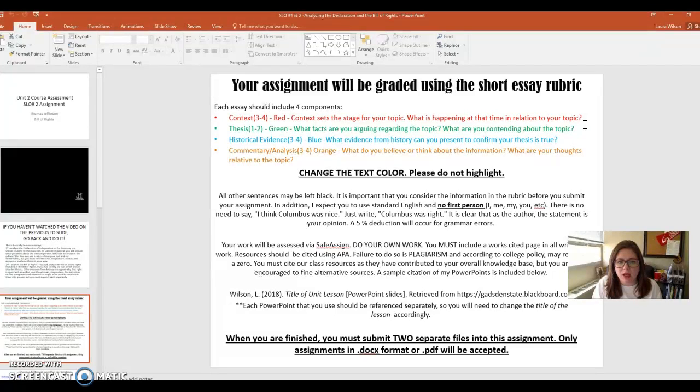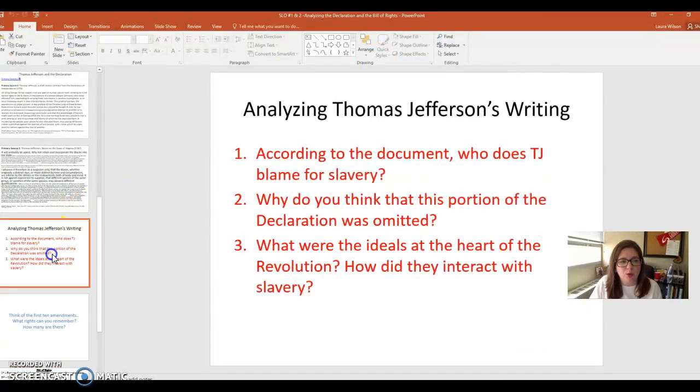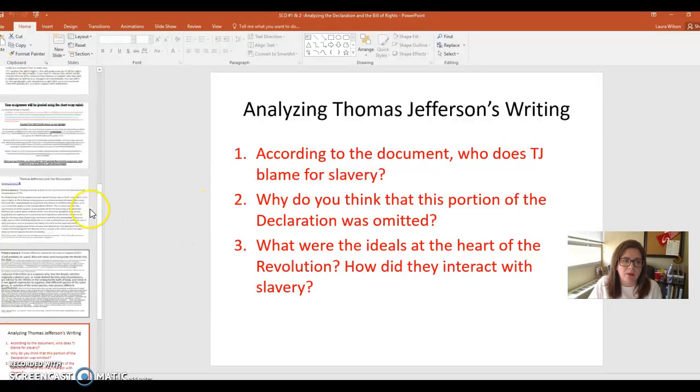And then in the thesis, you are going to tell me what you are arguing to be true about this topic. You are telling me Thomas Jefferson clearly had a problem with slavery, and he blamed so-and-so for slavery. He wrote an entire portion of the Declaration of Independence devoted to talking badly about slavery. What happened? What do you think it was removed for? This is your opinion. Some people think it was removed because everybody was a racist. Other people believe it was removed because they thought, well, if we talk about this now, we won't get the southern states to secede with us. There's lots of things there that you can look at.